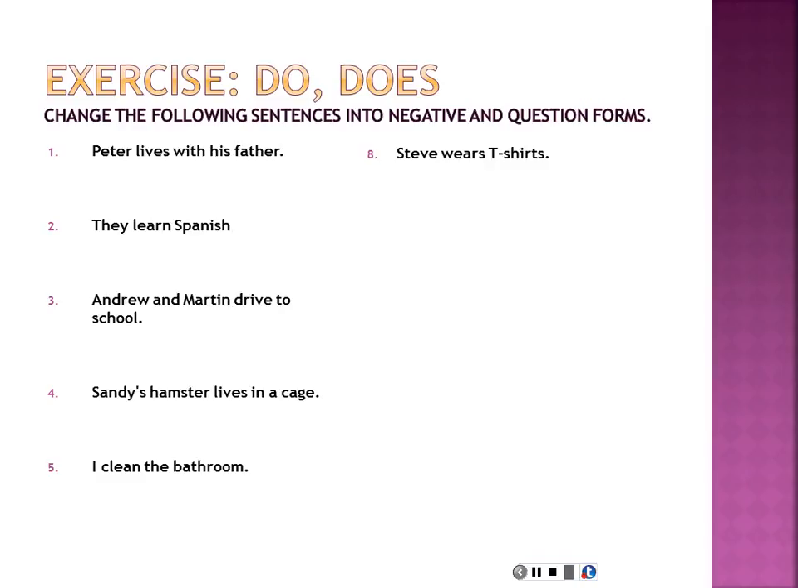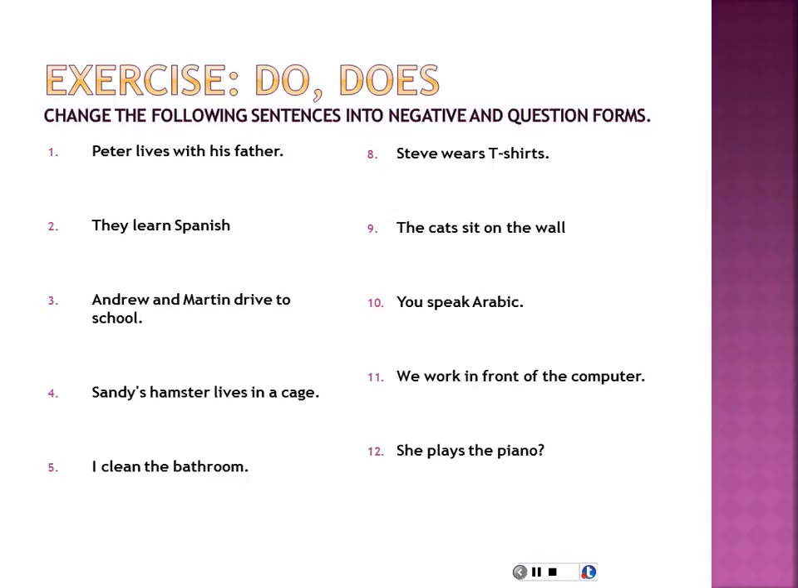Number 8, Steve wears t-shirts. Number 9, the cats sit on the wall. Number 10, you speak Arabic. 11, we work in front of the computer. And 12, she plays the piano. As you can see, there's a mistake just in the numbers, so it's not a big problem. You can still do the exercises.